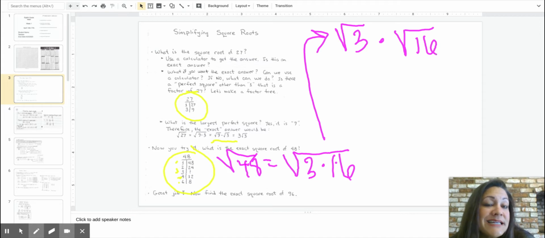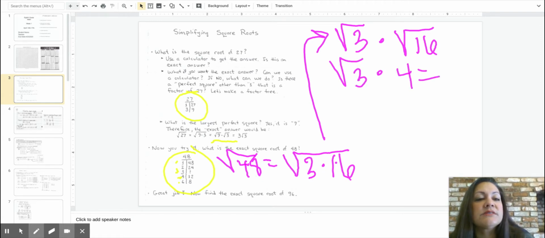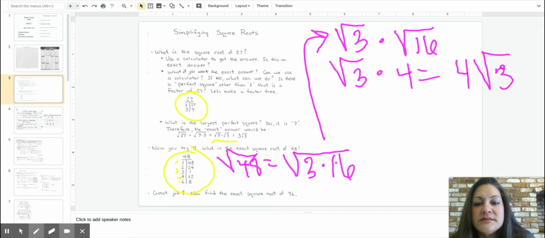I know that 16 is a perfect square. 4 times 4 is 16. So the square root of 3 times 4. And of course, the way that we write that would be 4 times the square root of 3. Okay, so that's our answer for what is the square root of 48. Down here it says, woohoo, great job.